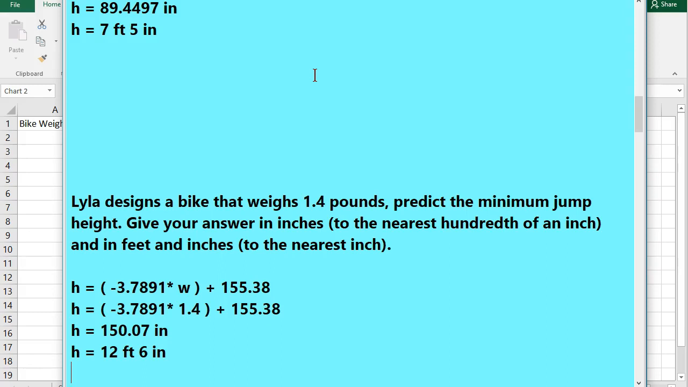So let's review what we did. We put some data in Excel. We built a scatter plot. We added a trend line. We added a formula and an R-square value. And we know from the R-square value that our formula models the data reasonably. So we're using that formula to predict heights and weights of bicycles in jumps. And that's what we have done in this exercise.